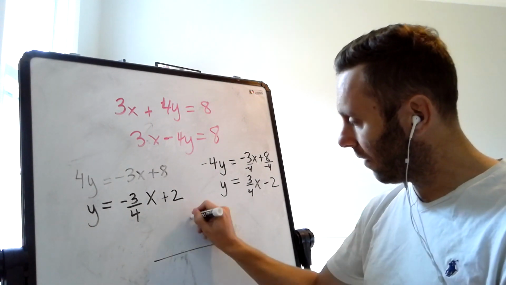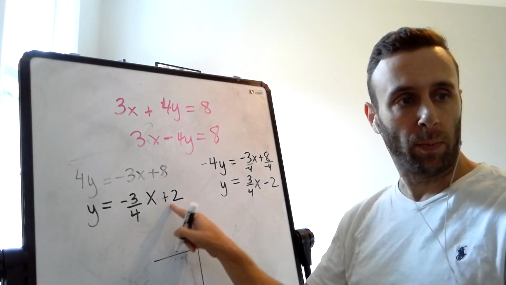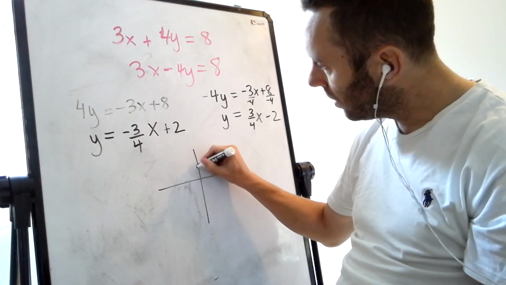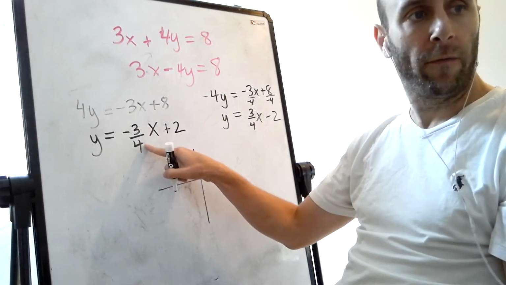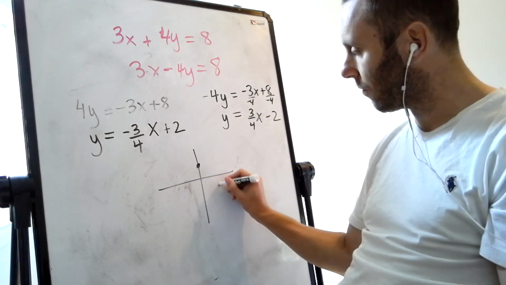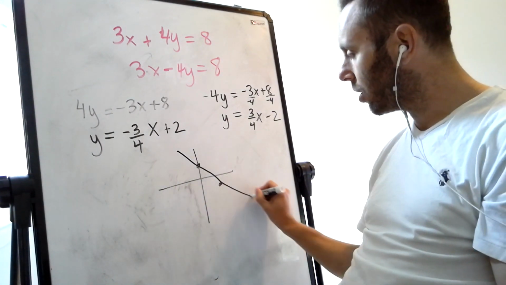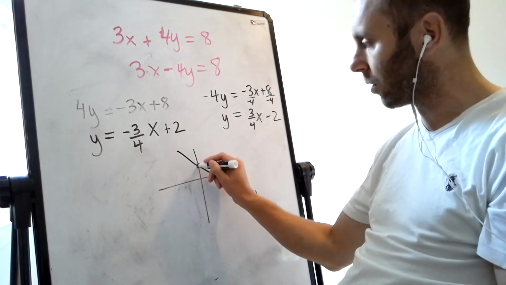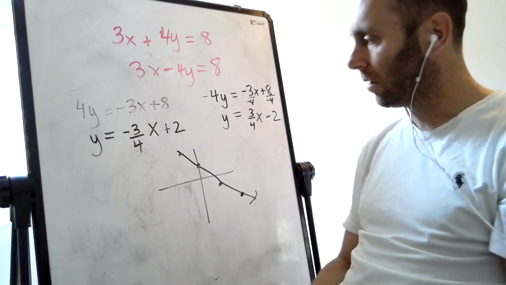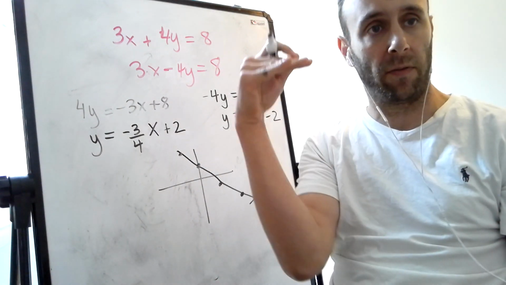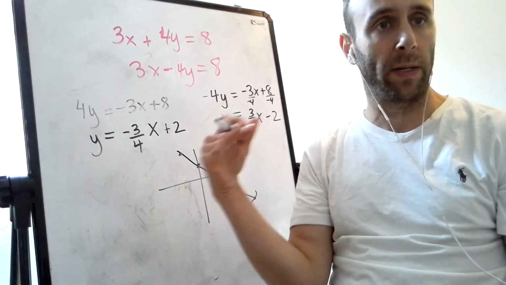So on a graph, to graph this one, I would first plot the y-intercept of positive 2, which would be up 2. And then I would use the slope. Negative 3/4 means down 3, to the right 4. So I go down 3, to the right 4, and I would keep making dots. Instead of going down 3 to the right 4, you could also go up 3 and to the left 4. That's still negative, because up is positive and left is negative.